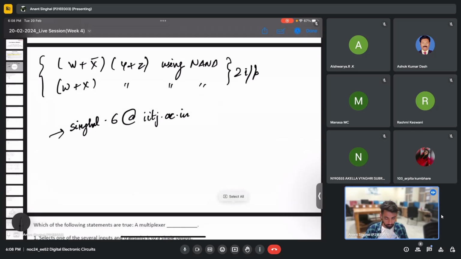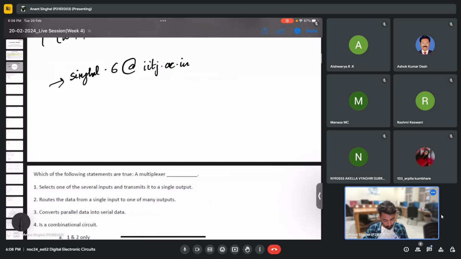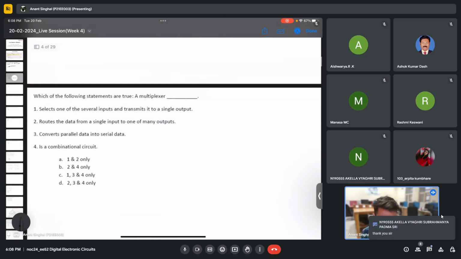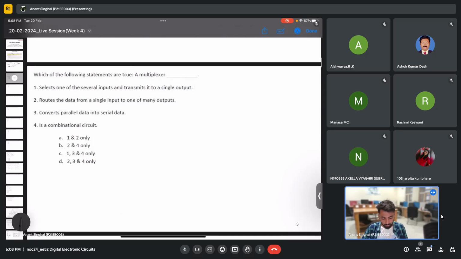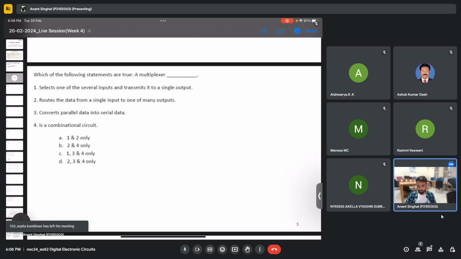For now, we'll start with the multiplexer itself. So let's start. I'll be basically telling you some of the basics: what is a multiplexer and what is the use of a multiplexer. This question covers some of the basic concepts or theoretical part of the multiplexer, and after that we'll be solving some of the numerical or conceptual problems related to circuits in the multiplexer.